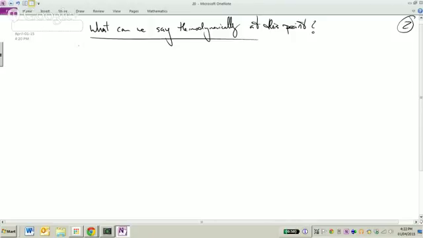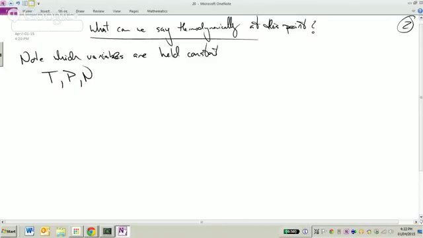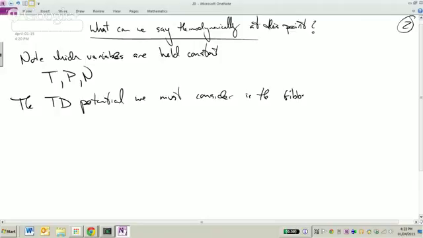Okay, so what can we say thermodynamically at this point? So note which variables are held constant: T, P, and N. So the thermodynamic potential we must consider is the Gibbs free energy.